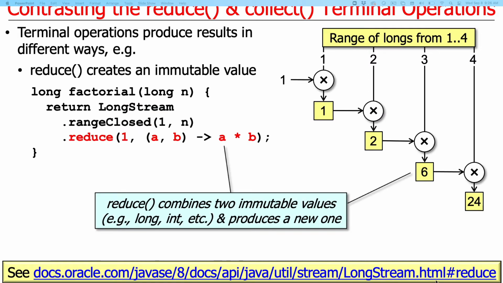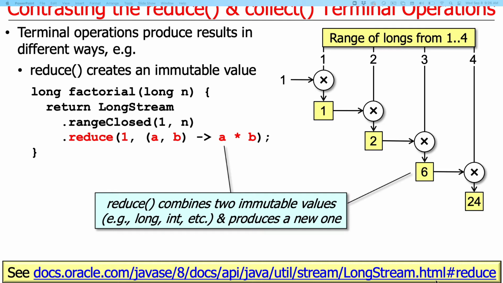Then reduce is going to combine two immutable values, like two longs, and produce a new immutable value. If we were to walk through this step by step, we start out with 1, and the initial value is 1 because we're doing multiplication, and 1 is the identity value for multiplication. So 1 times any value yields that value. 0 is the identity value for addition. 0 plus any value yields that value.